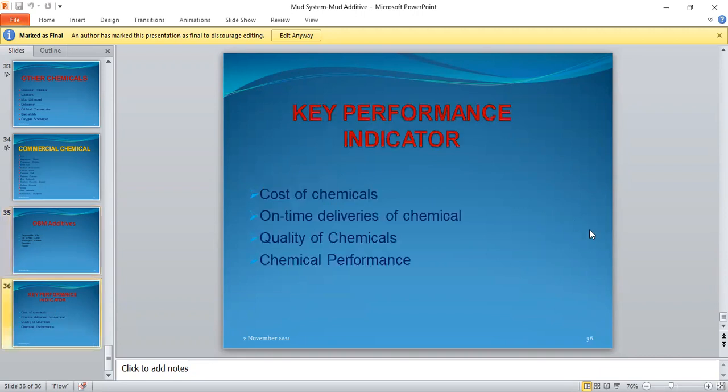The last slide, key performance indicator. What do we mean by key performance indicator? What shows that your mud is doing well? What are the things to consider when preparing your mud, when choosing a particular mud for drilling? Number one, cost of chemicals.